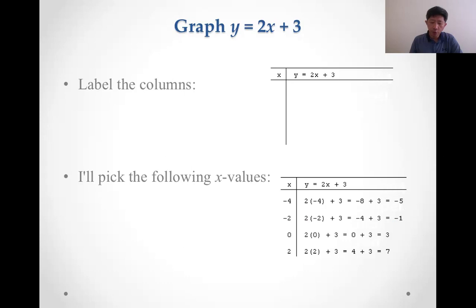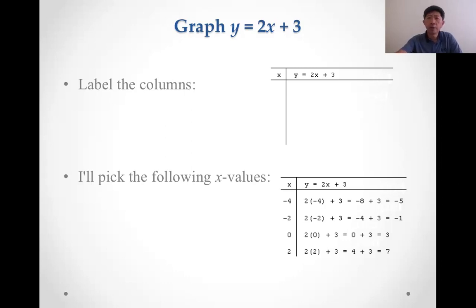Similarly, if I pick 2, 2 times 2 plus 3 is equal to 7, so we have the coordinate (2, 7). Now if I pick negative 4, I will get negative 5. So we label the columns, pick the values, and complete the table for x and y values.